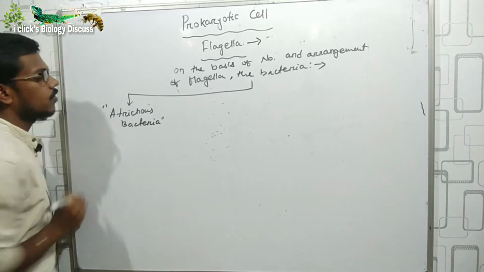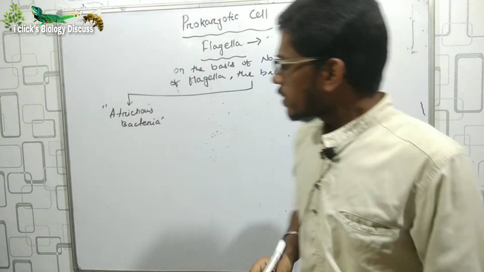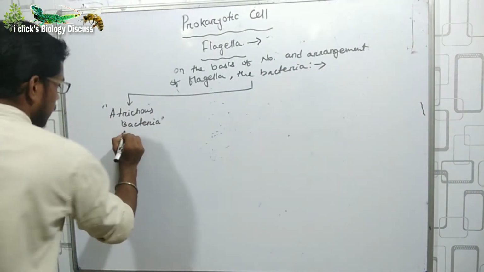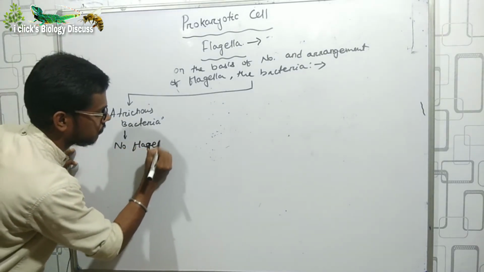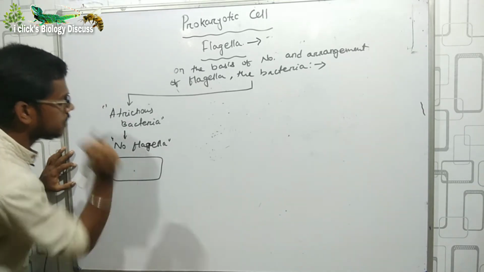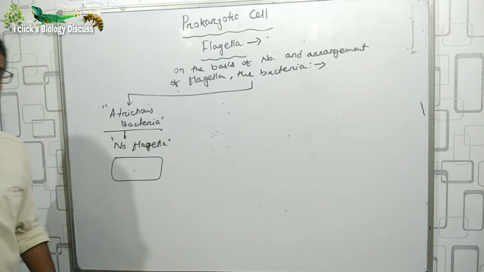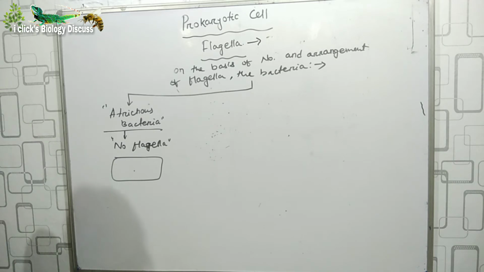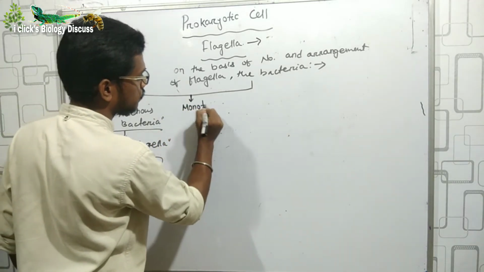Atrichous bacteria. What is the meaning of atrichous? Atrichous means there is an absence of flagella. If there is no flagella, a cell without flagella is called an atrichous cell, or the bacteria without flagella will be called atrichous bacteria.